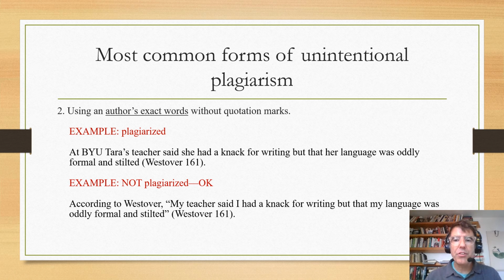So whenever you use language straight from the book, it's got to be in quotation marks with the citation. Look at the quote for a sec, and then go back to the plagiarized version. Notice that in the plagiarized version, a few little words were changed. Like it says, Tara's teacher instead of my teacher. It says, she had a knack for writing instead of I had a knack for writing.